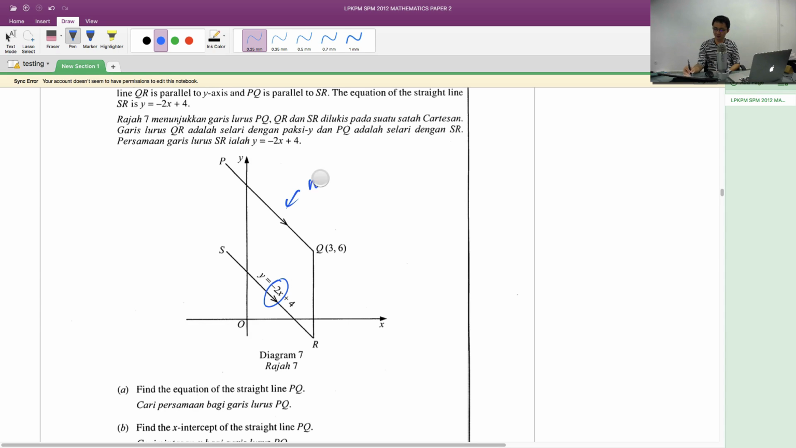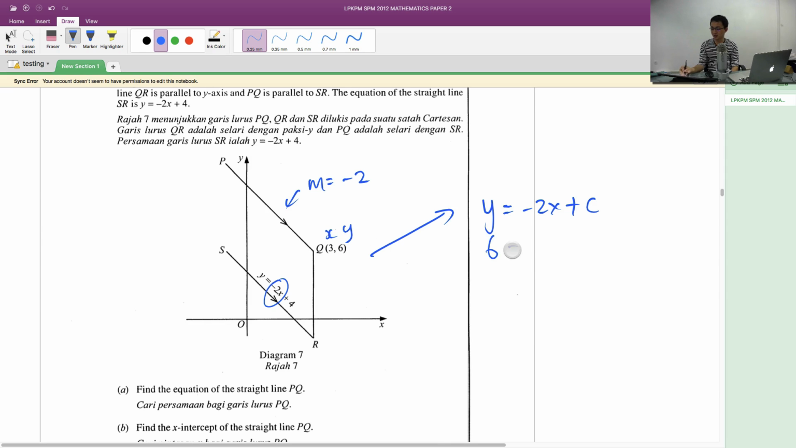So I know the gradient for this line is negative 2. Then, in order to find the equation, I will just use y equals negative 2x plus c. This is y equals mx plus c. I know my line is parallel, so I know my m is negative 2. And then we'll substitute the coordinate into x and y.